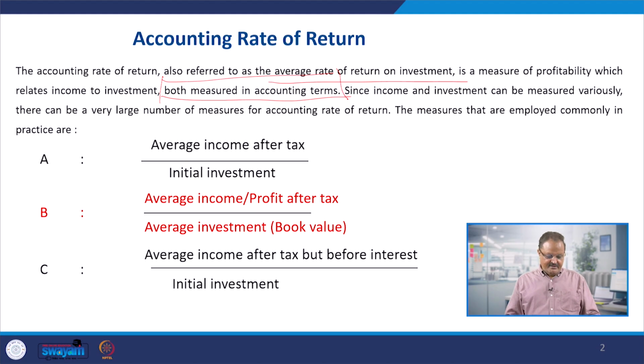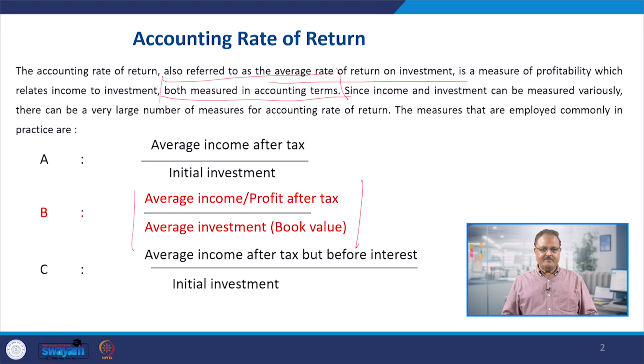For our discussion, we are using this measure, which is basically the second one, B, where for calculating the accounting rate of return or average rate of return we are using this formula: average income or profit after tax divided by the average investment on the book value. So under this method, whatever profit we are earning, we take the average of that profit.